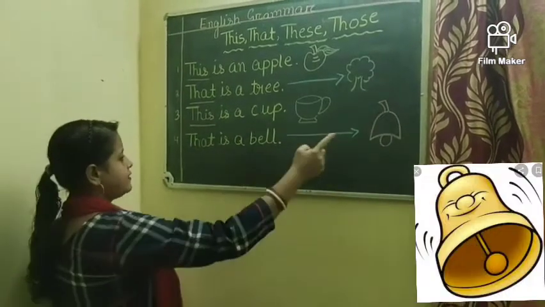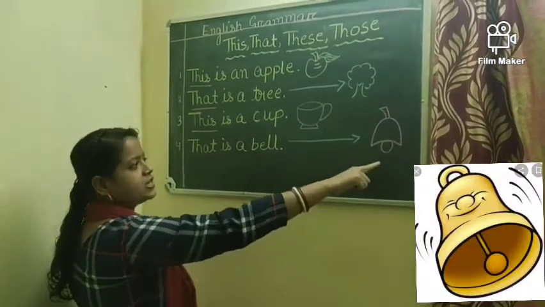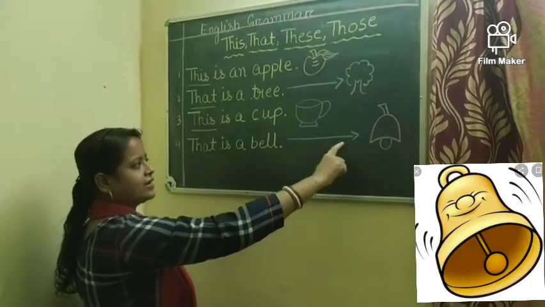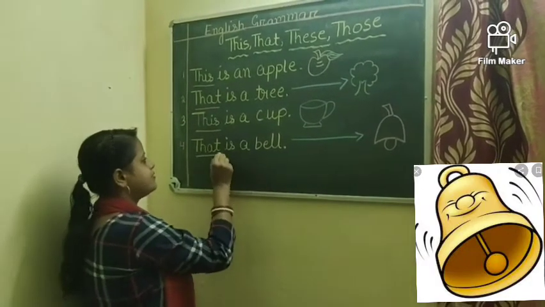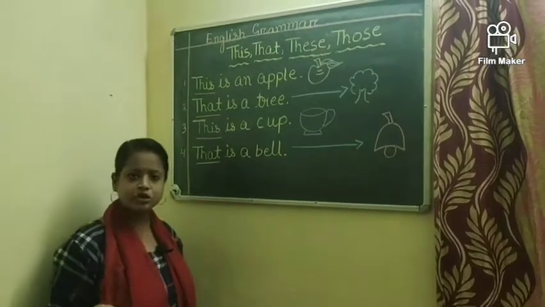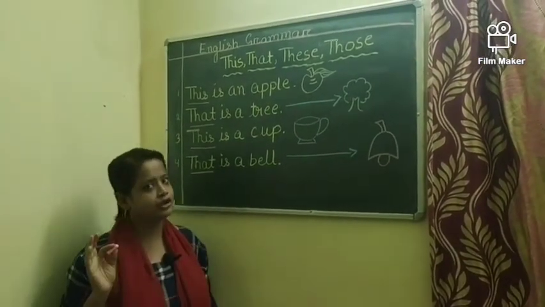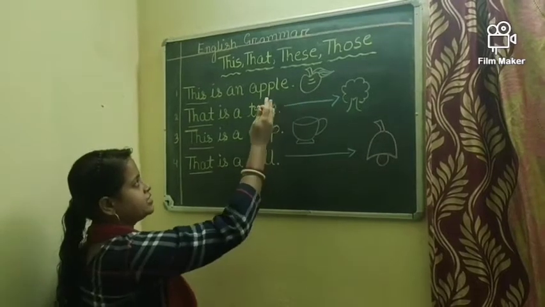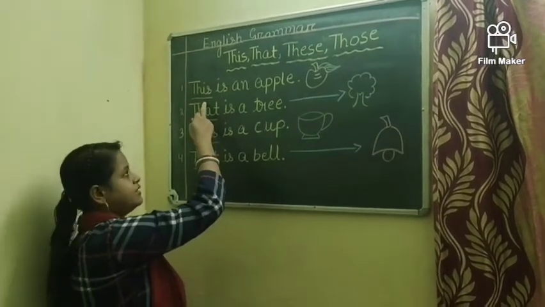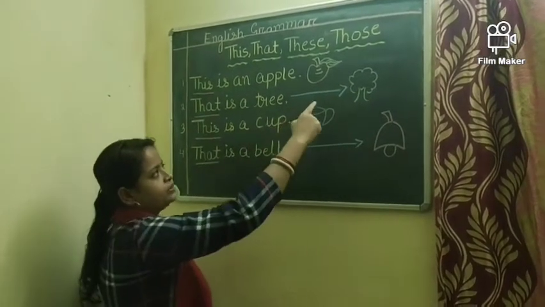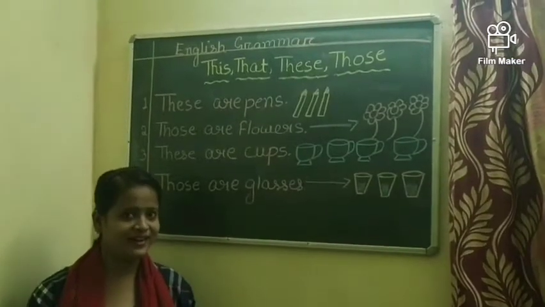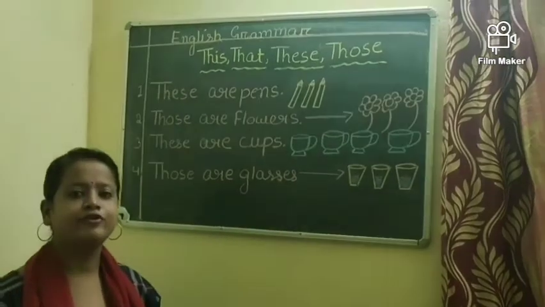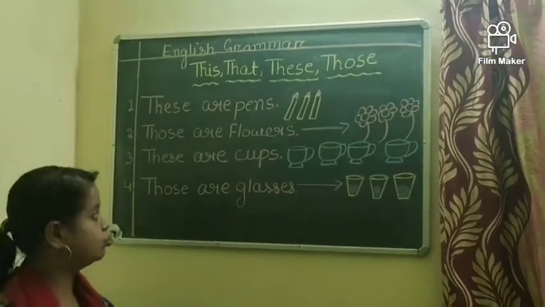Clear? And see this bell is far away from us. It is indicated by this arrow mark. In that case, what will I use? That is a bell. Understood? Where to use this and where to use that. If the object is near to you, we will use this, and if the object is far away from you, we will use that. Now children, let's discuss where to use these and where to use those.